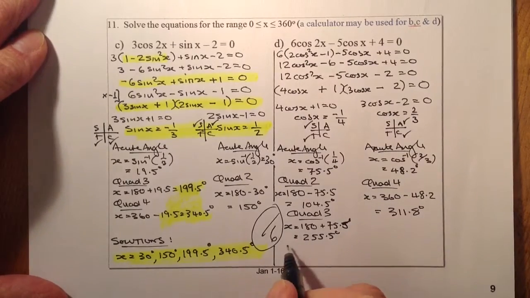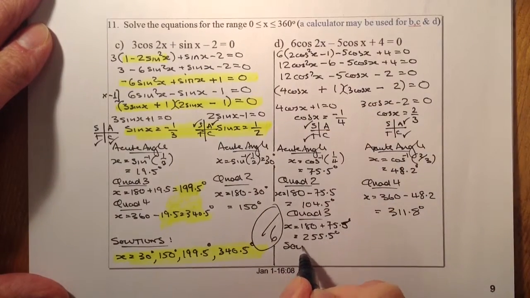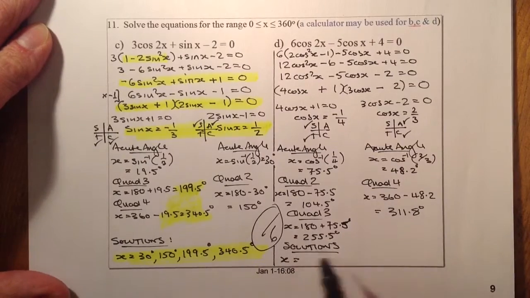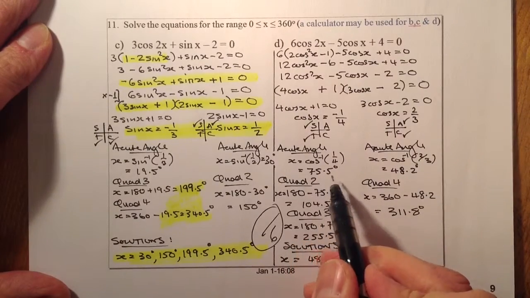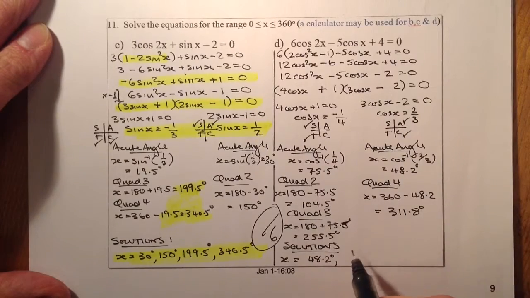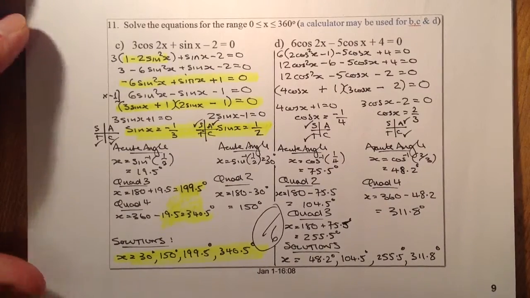What I'm going to do is clarify what my solutions are, because I've got a lot of working up above. So I'll just write down my solutions and put them in order. The smallest one would be 48.2 degrees. That's not one of my solutions, so I'll go for 104.5 degrees. I've then got 255.5 degrees, and the final one, 311.8 degrees. And that should be the 4 solutions for that question.